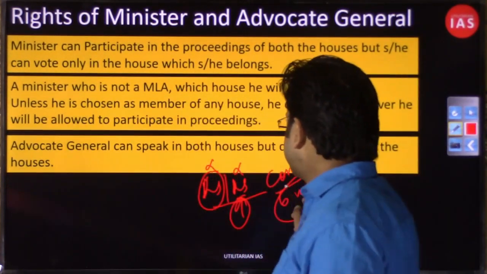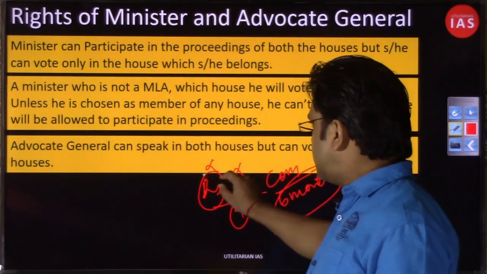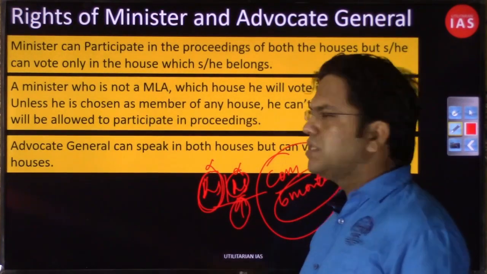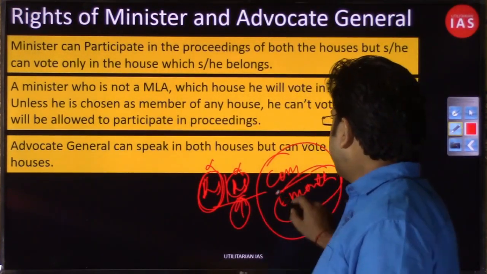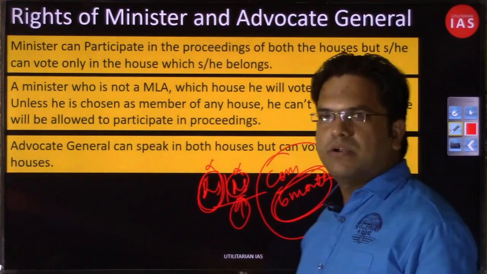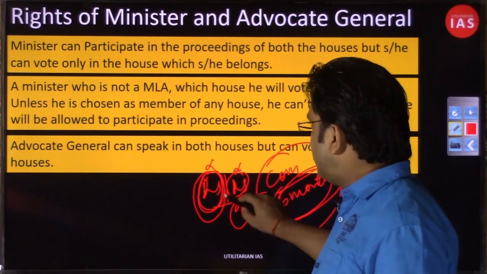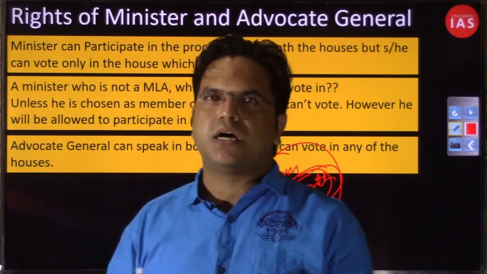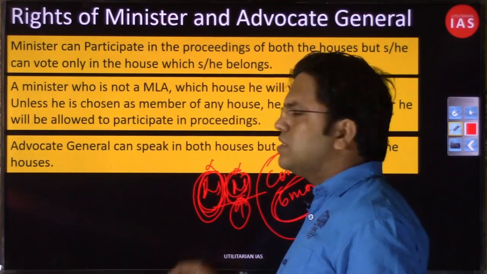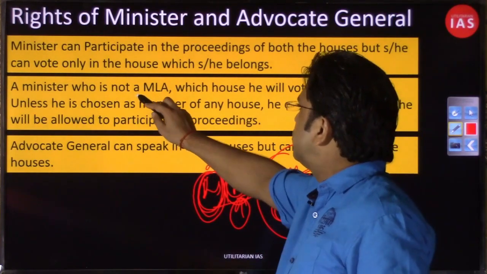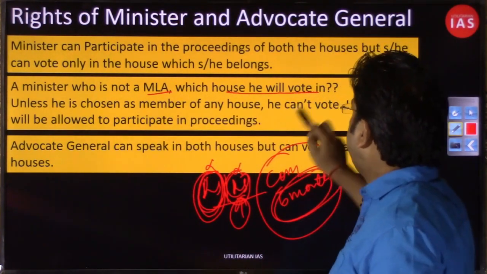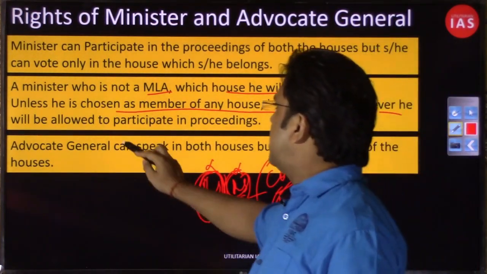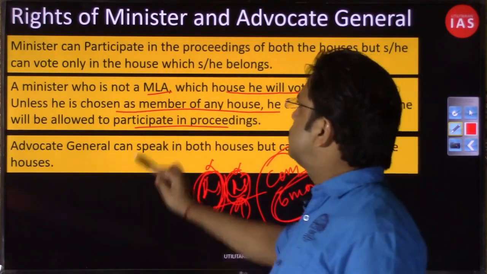But in case a person who happens to be a minister is neither part of the Lok Sabha nor Rajya Sabha, because of this option, what kind of rights will he enjoy with respect to these houses? He can't vote until he is a member of the Lok Sabha or Rajya Sabha. He can't vote in any of the houses. But again, the first right, that is the right to participate and the right to answer the questions of both houses, will belong to him or her. A minister who is not a member, which house will he vote in? Unless he is chosen as a member of any house, he can't vote. However, he will be allowed to participate in the proceedings. So this was about the rights of a minister.